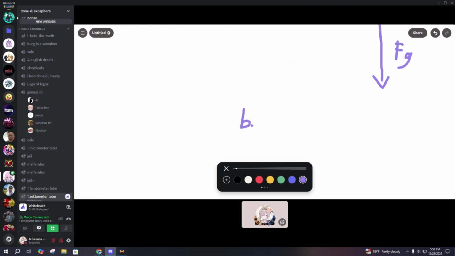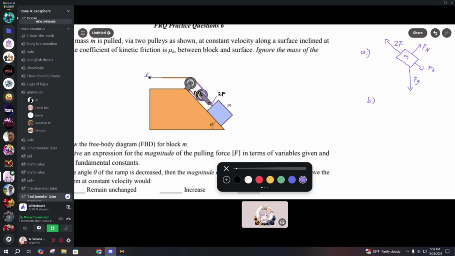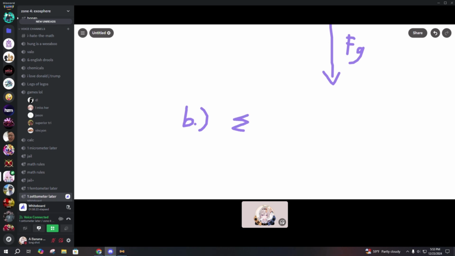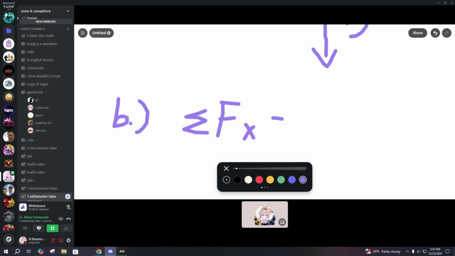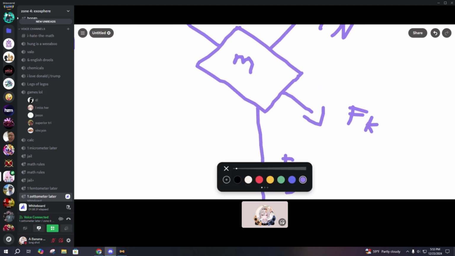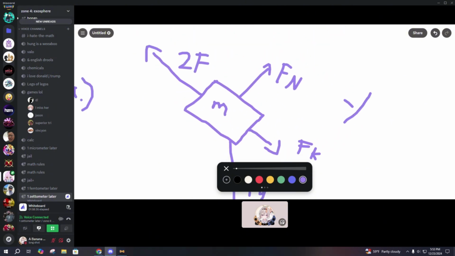Part B. For part B, they want an expression for the magnitude of the pulling force in terms of the variables given and any fundamental constants, right? Well, since it's constant velocity, I know the forces acting in the x direction are going to equal 0, right? I don't need to worry about the y direction because FGY cancels out Fn, right? So I'm just focusing on this horizontal motion on the x-plane, like that.